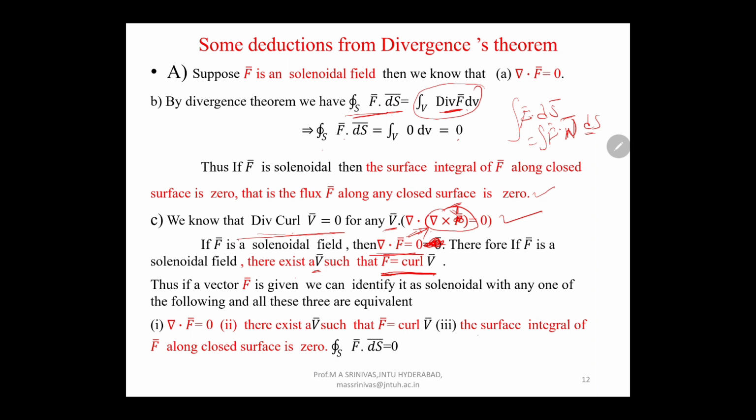If this happens, automatically this happens. If one happens, automatically three happens. If three happens, automatically two happens, like that. What are those three? One is divergence is 0, then we call it a solenoidal vector.